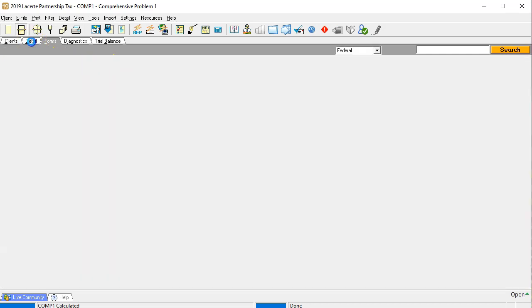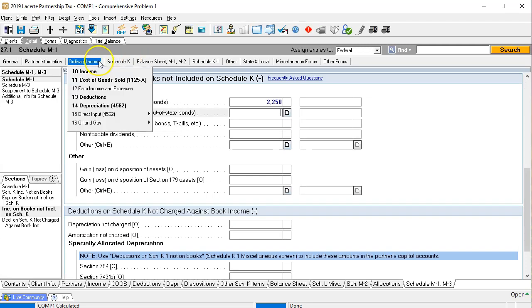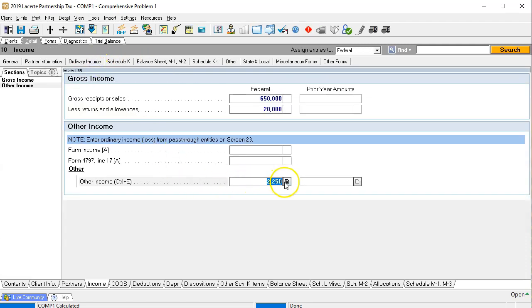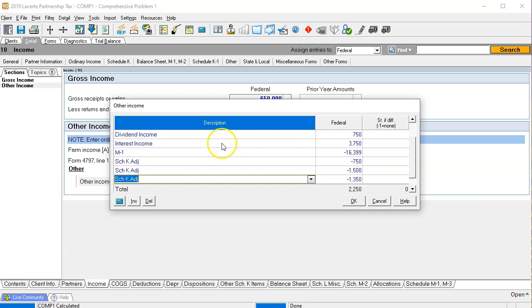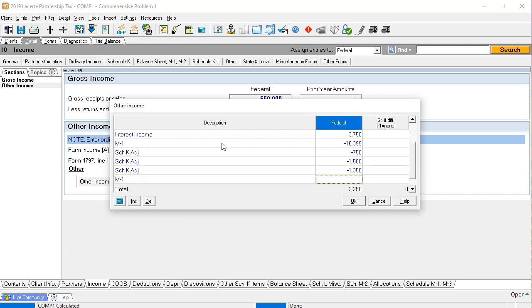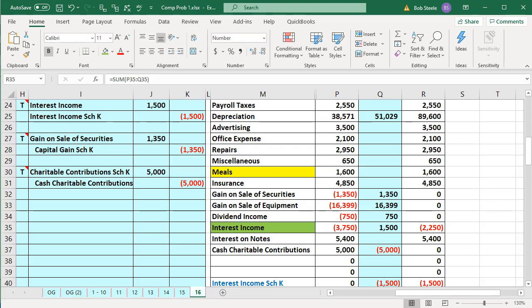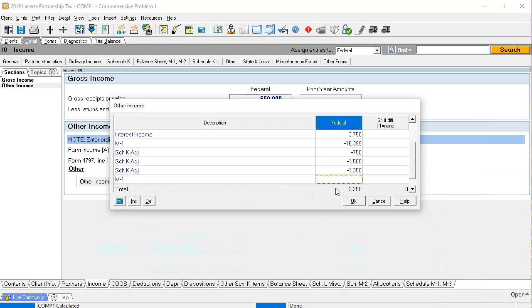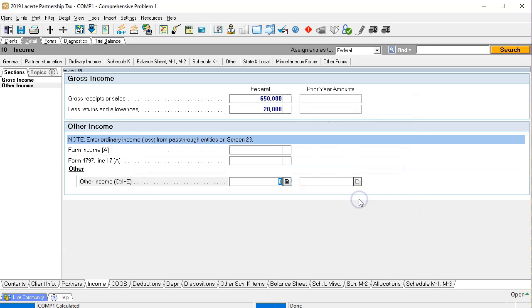Let's do that now. Going back to the detail. We're going to then go to the income. Going to scroll down to the other income. I'm going to scroll to the bottom. This is going to be an M-1 adjustment. And it was for the amount of negative 2250. This will net out the rest of that interest income, which we had previously had at the 1.5. Now we have these two. So those two are matching up to basically negate this net income number. So we see both sides of the transaction. That brings this other income section down to 0.